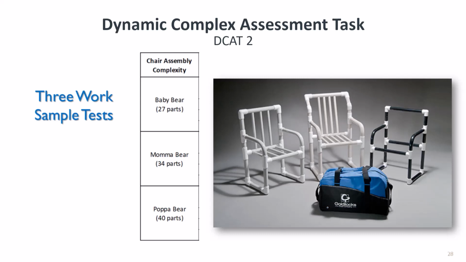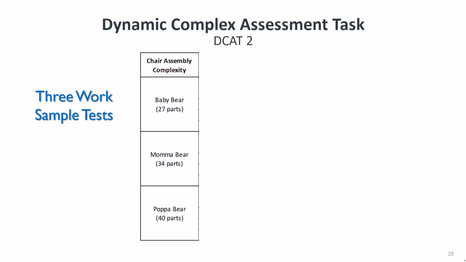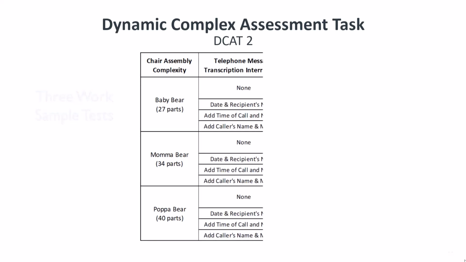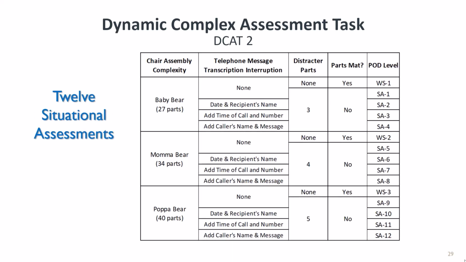Both the mama and papa chairs have built-in challenges beyond just an increased number of parts. To start the evaluation, we would administer one of these 3 work sample tests. Based on the person's performance, we would select one of 12 situational assessments. The situational assessment would again involve the chair assembly, but with the addition of distractor parts and the elimination of a parts mat, which is a cognitive organizational tool.